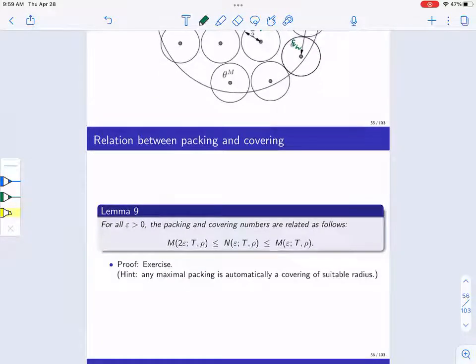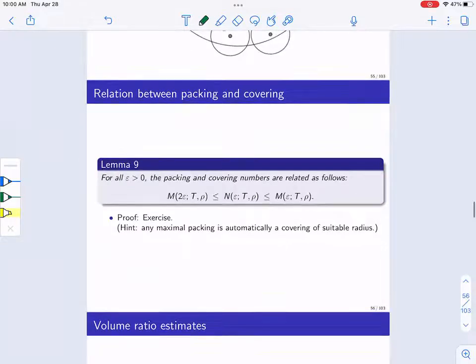Now there is a lemma. There's a relation. Oftentimes you can control one in terms of the other. So the epsilon covering number is sandwiched between the packing numbers from above and below. Below is like 2 epsilon. Can you maybe argue these inequalities? Why is this true?